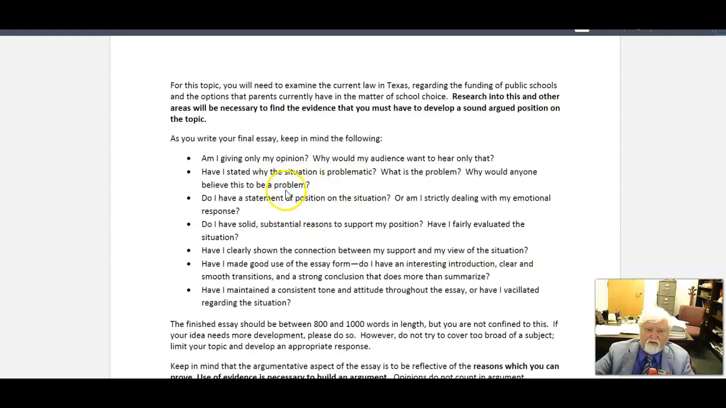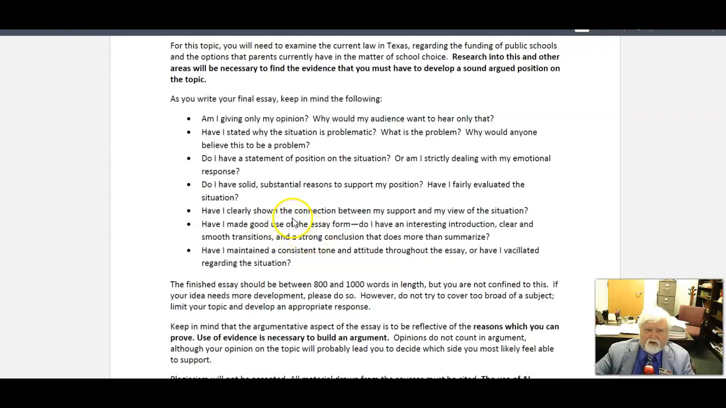You want to make sure you do have a statement of position on it, that you're taking a logical approach to it and offering a position. You have to have reasons, as it says here, solid, substantial reasons to support it. That means in your research, you have to find details and information. You have to make sure that you've connected the support, that evidence you have found, to the position you're supporting. You have to show how the evidence actually supports the point that you're making.